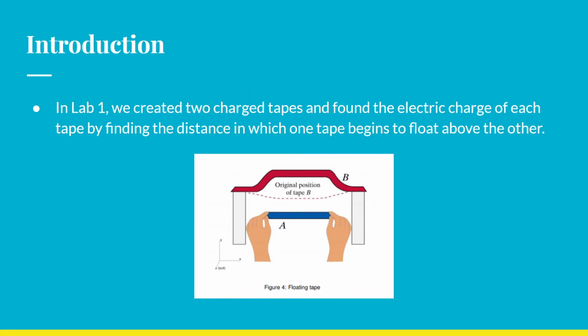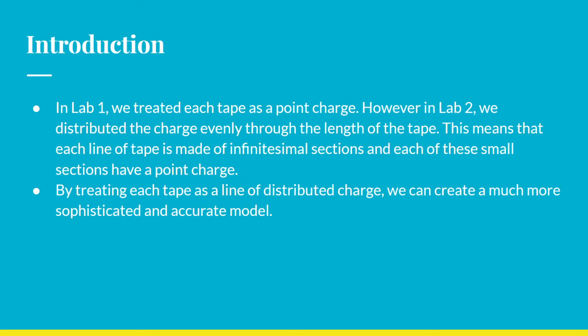So in lab 1, we created two charged tapes and found the electric charge of each tape by finding the distance at which one tape began to float above the other. In lab 1, we did this by treating each tape as a point charge, but in lab 2, we distributed the charge evenly throughout the length of the tape.